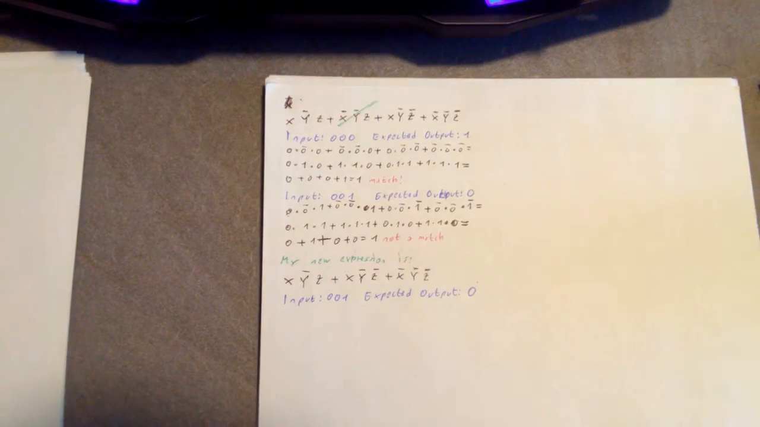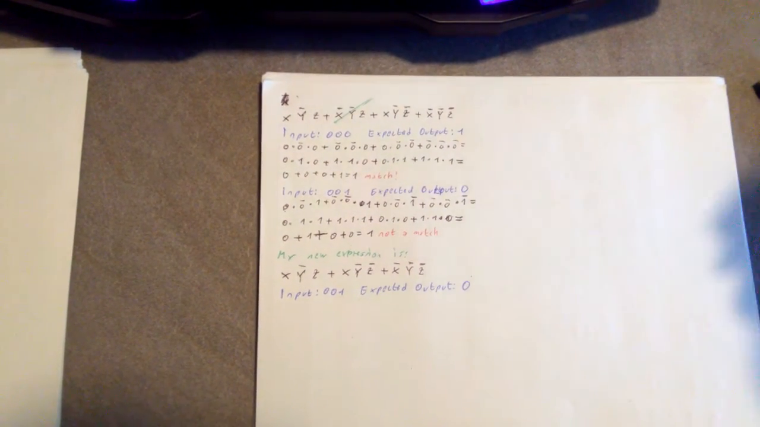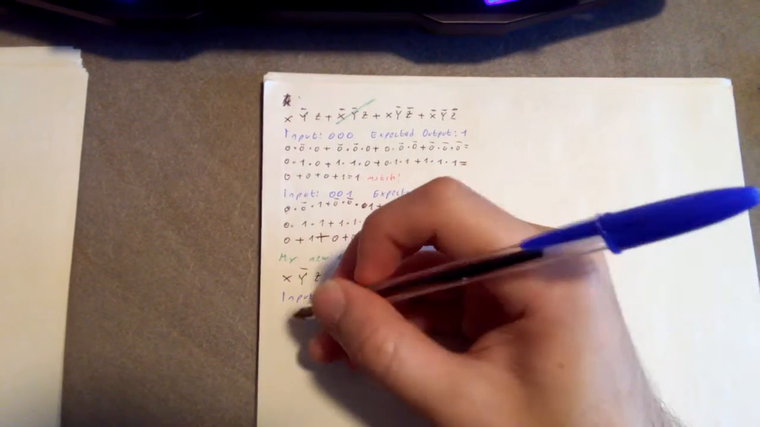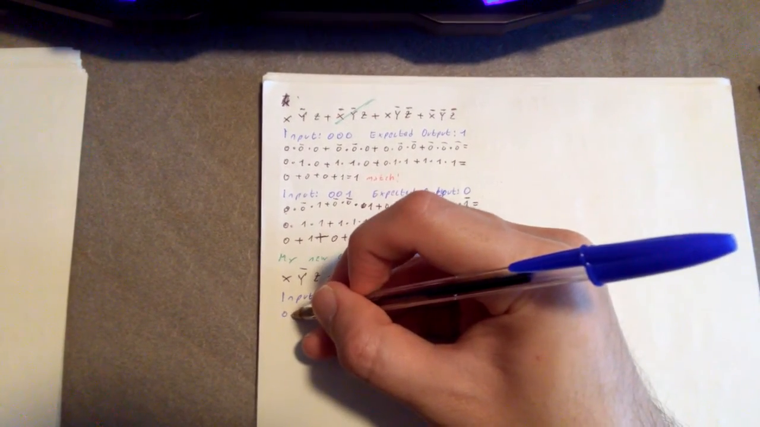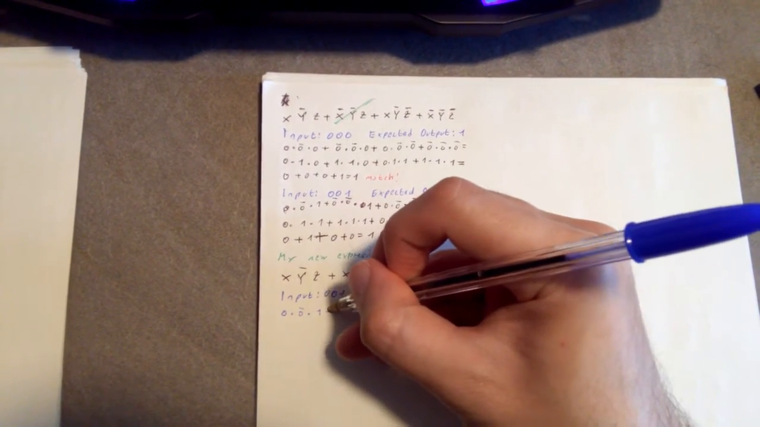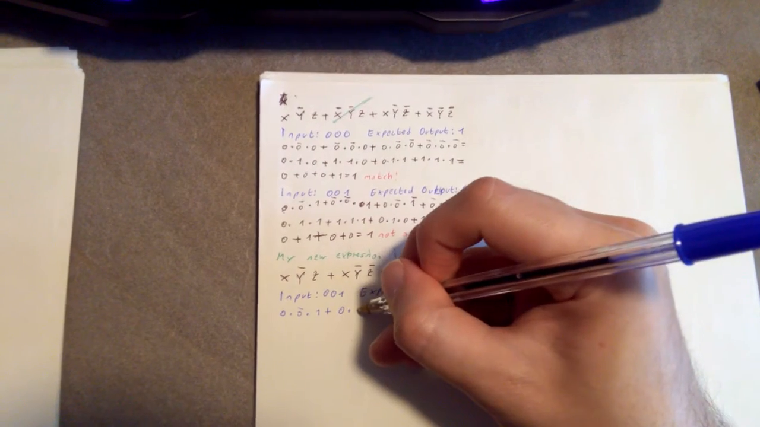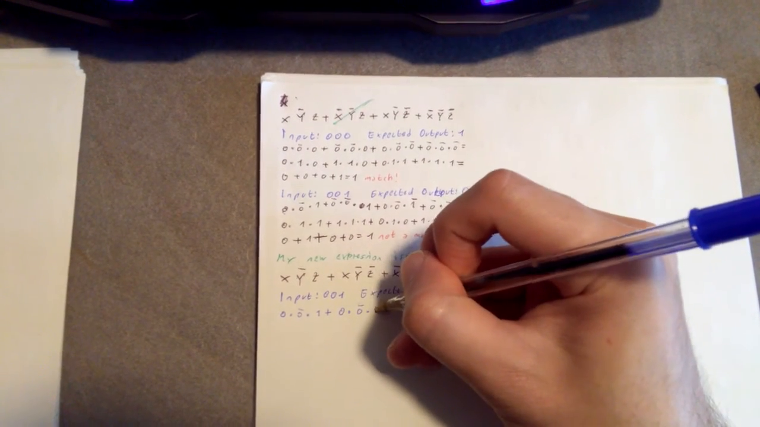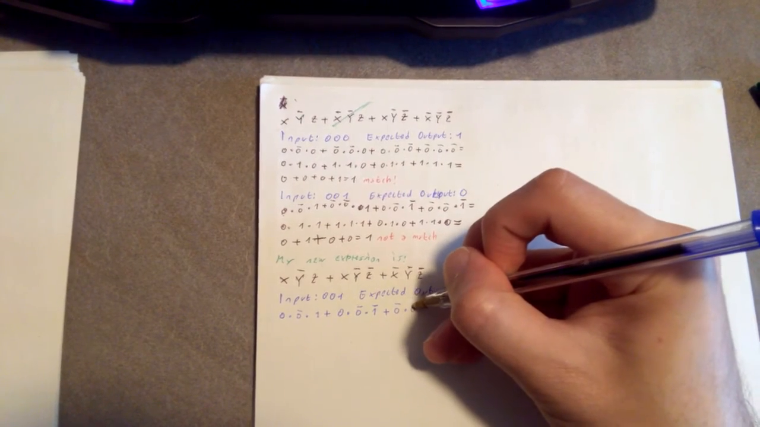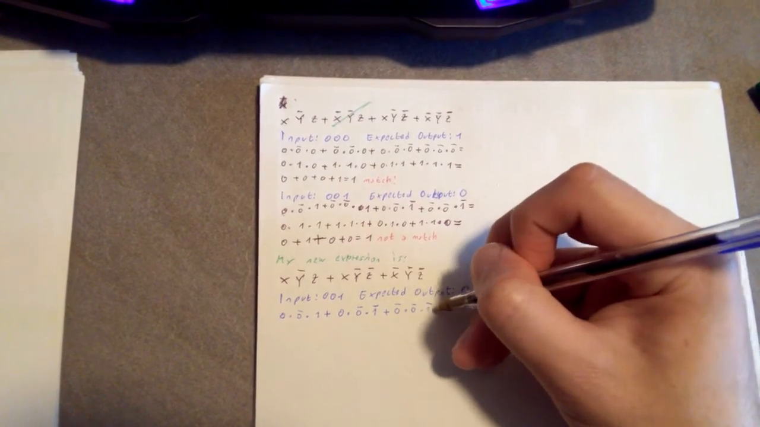to be 0. Well, in this case, everything is going to work out just fine because we're going to have 0 times 0 naught times 1 plus 0 times 0 naught times 1 naught plus 0 naught times 0 naught plus 1 naught times 1 naught.